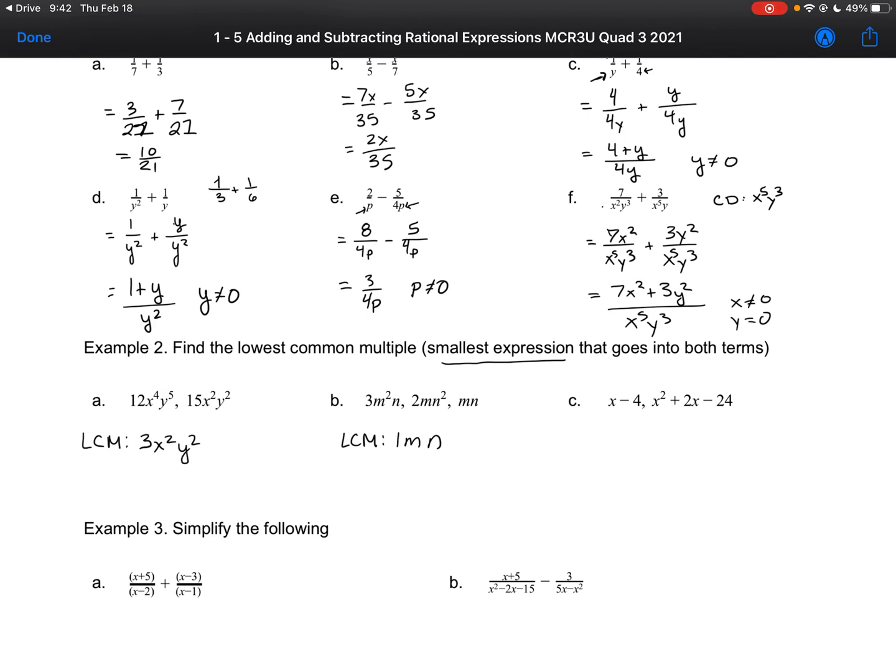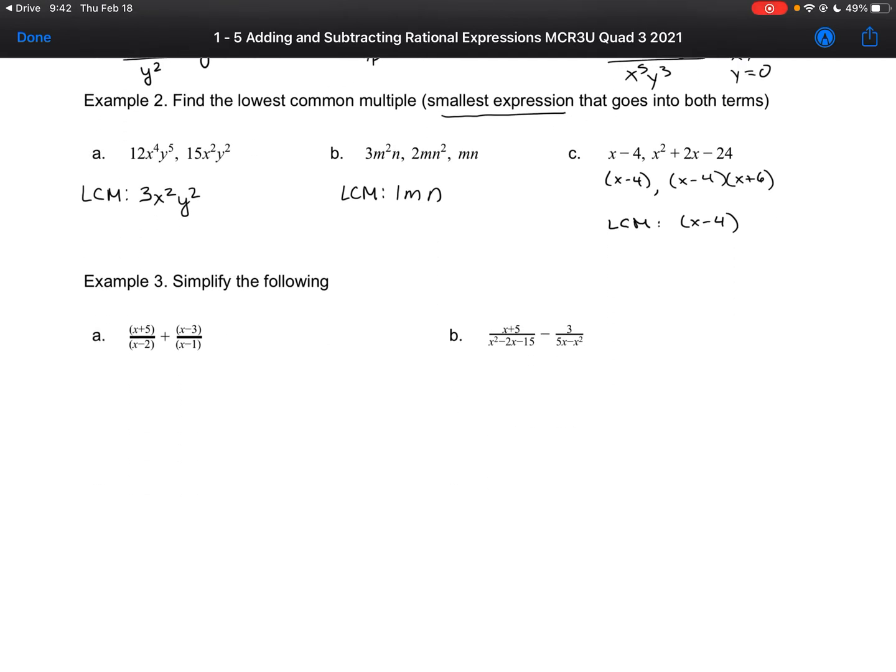In my third example here, again, I've got 3 things to look at, and they look different because they are a binomial and a trinomial. So what I'm actually going to do is factor my trinomial as x minus 4 and x plus 6. So now what I can see is that my lowest common multiple is actually x minus 4, because that bracket, that factor, appears in both of my options there.